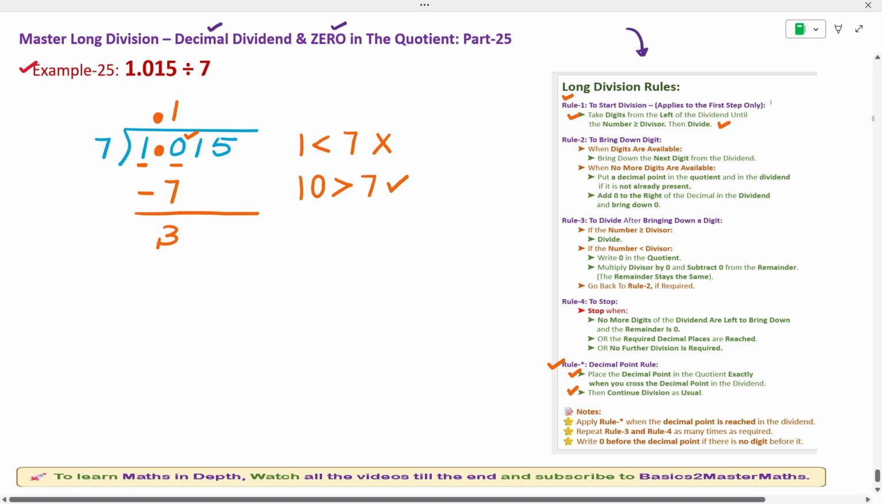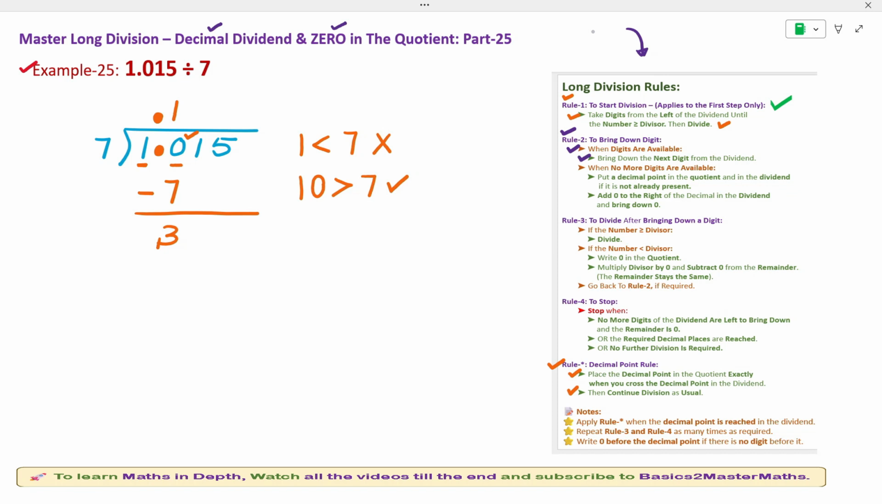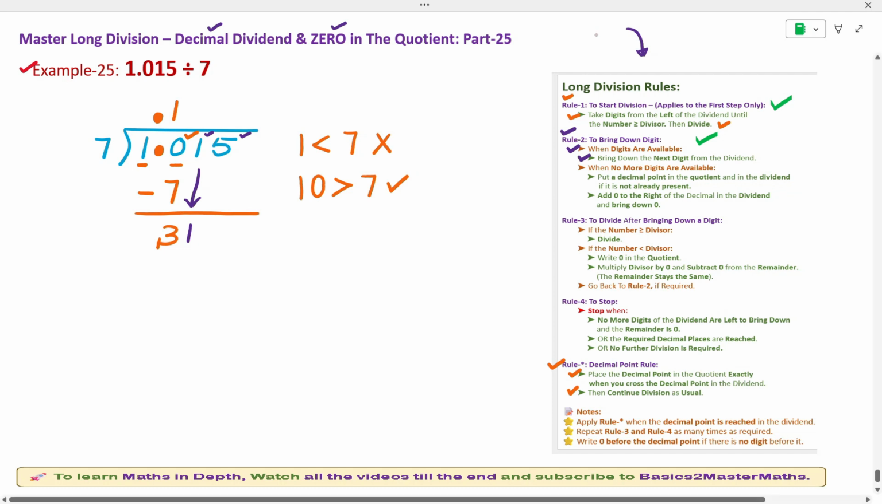Now rule 1 is complete. Let us apply rule 2. When digits are available, bring down the next digit from the dividend. In this case, since the digits are available, bring down the next digit 1. Now, rule 2 is complete.